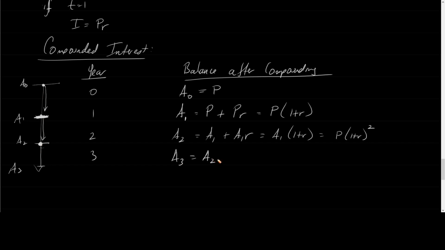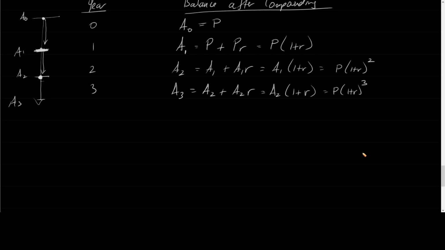At the end of year 2, plus whatever interest we earned throughout that entire next year. The interest that we earned throughout that entire next year is going to be A sub 2 times the rate of interest that you earned. So in here it's going to be A sub 2 is equal to A sub 2 times 1 plus R, because I can factor out the A sub 2. And well, A sub 2 was P times 1 plus R squared, but then we have that times 1 plus R, so P times 1 plus R cubed.